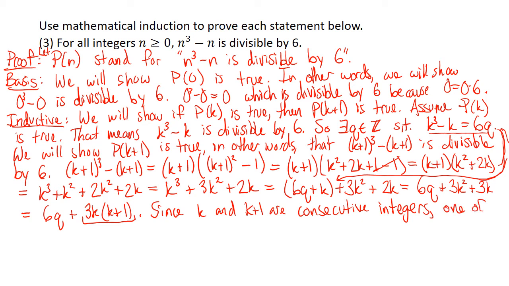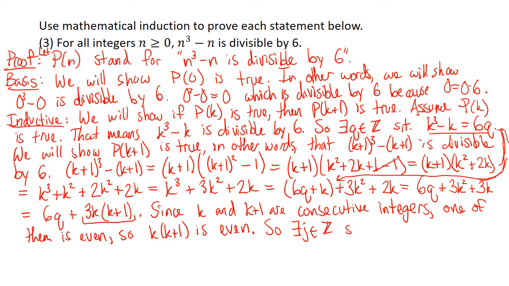So that means that product there, k times k plus 1, is even. So if k times k plus 1 is even, there exists some other integer, let's call it j. So there exists an integer j such that k times k plus 1 equals 2j. That's what it means to be even. Okay? So now I'm going to use that, and I'm going to substitute back in.